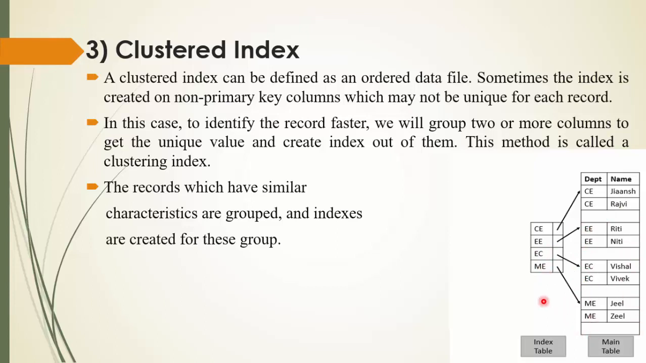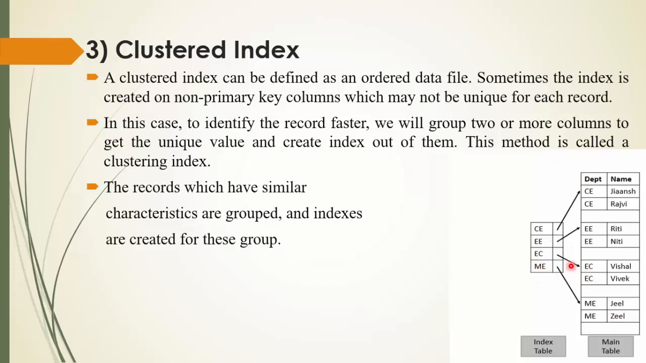Now this is known as clustering. The records have similar characteristics. Here Jians and Rajvi belong to the computer department, so their characteristics are the same as they belong to the same department. So we are categorized according to departments. Students of the same department are put in one group, and indexes are created for this group. So Rajvi and Jians are categorized in the computer department and we create indexing for the computer department. See here, CE is one index, electrical is one index, EC is one index and mechanical is one index.